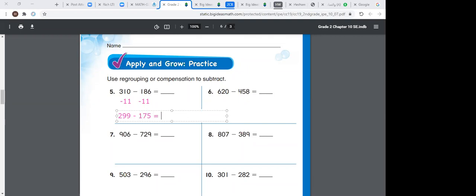Let's take ones minus ones, tens minus tens, hundreds minus hundreds. 9 minus 5 equals what number? 4. That's right. And 9 minus 7? Equals 2. Very good. And 2 minus 1 equals 1. So the answer equals 124.